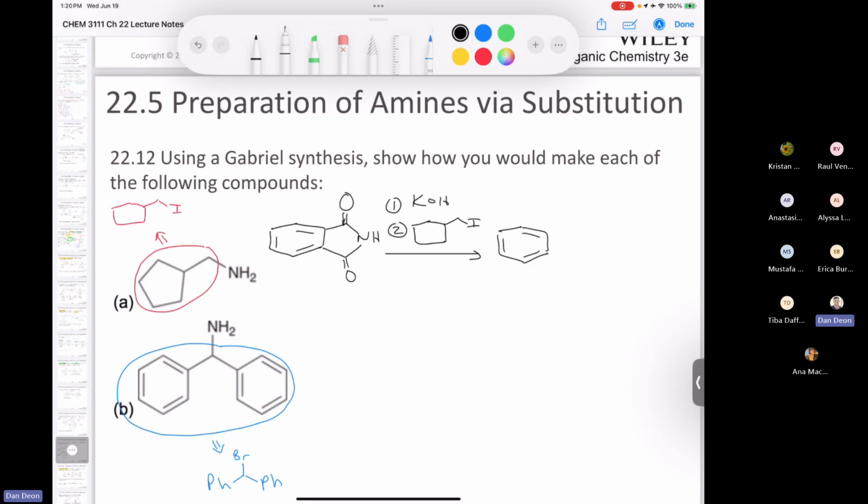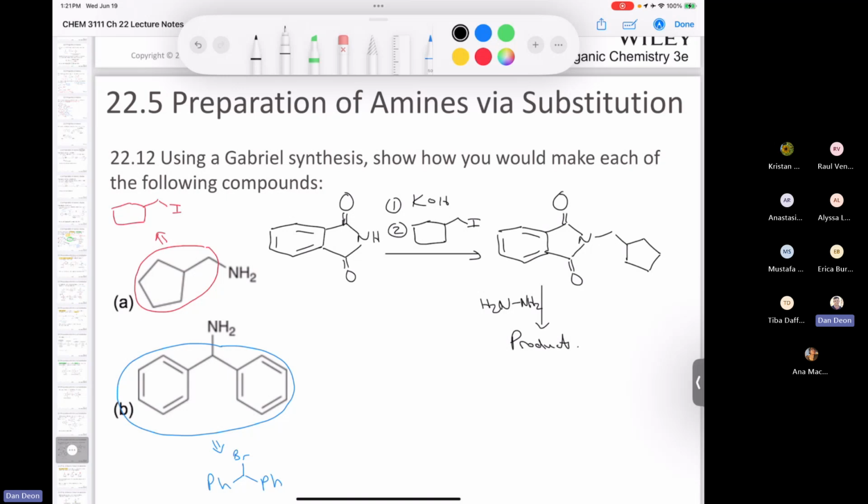So let's draw that out. Get our nitrogen. There we go. So we have CH2, and then we have our 5-membered ring like this. And then to get to the product, all we have to do is treat it with hydrazine. So NH2, NH2, which we call hydrazine, and that is going to give us the product.